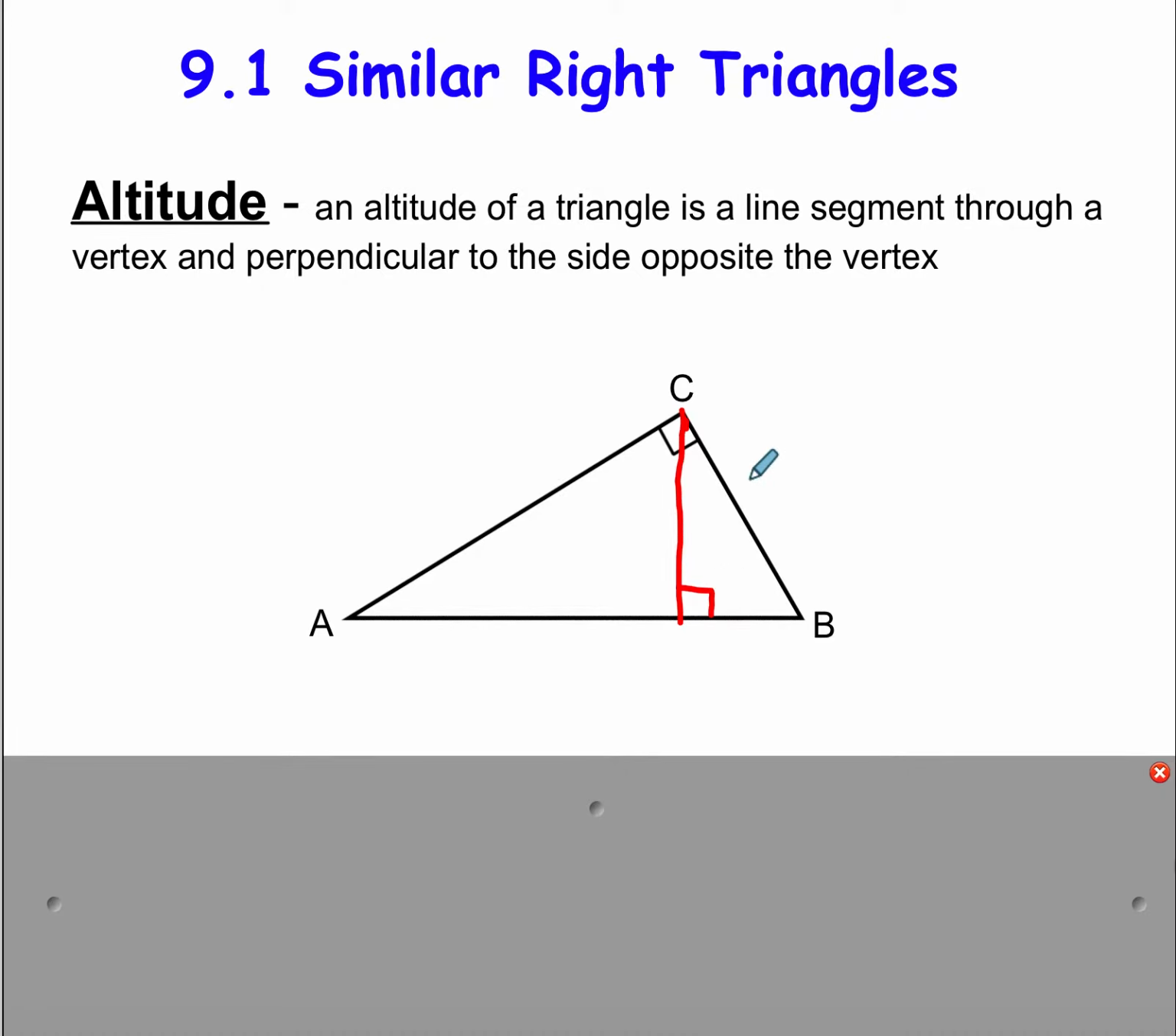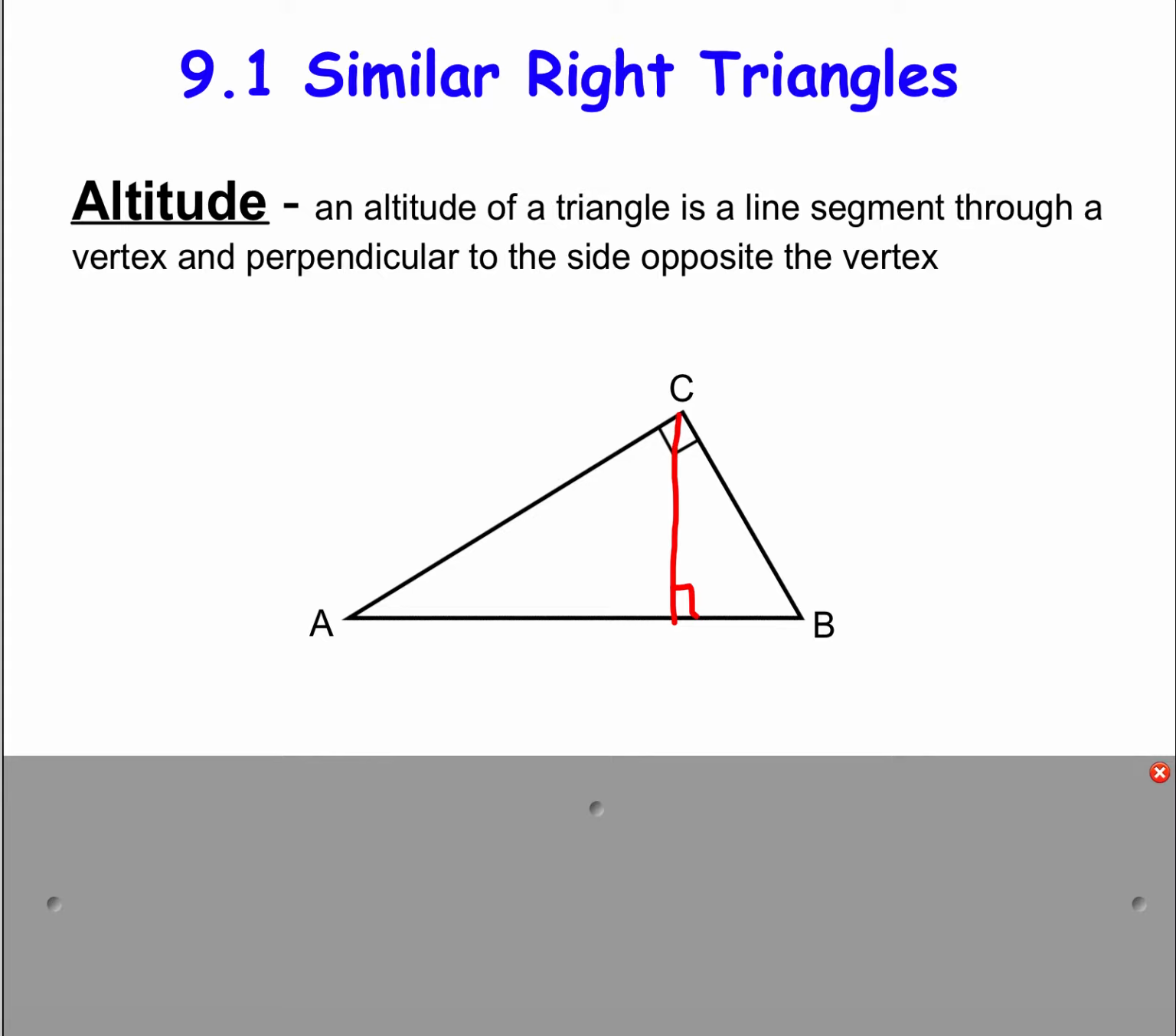And there's actually only one altitude that I could draw that would go perfectly perpendicular to the opposite side. I couldn't draw another line through this vertex like this that would be perpendicular. You can see right away that would not be perpendicular. So this altitude, even though it's not necessarily the best drawn, is the only altitude in this triangle from this vertex that I could draw that would be perpendicular to the opposite side like that. So there's only one altitude coming from each vertex. So that's an altitude of a triangle.